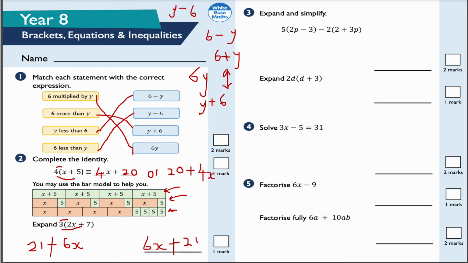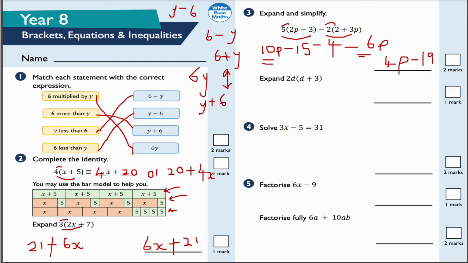This is question number 3, guys. Expand and simplify. So doing each bracket separately, 5 lots of 2p is 10p. 5 times negative 3 is negative 15, because a positive times a negative is a negative. And then I've got minus 2 times 2, which is minus 4, and minus 2 times positive 3p, which is minus 6p. I'm now going to combine my like terms together. So 10p take away 6p is 4p. And minus 15 minus 4 is minus 19. That's my answer for that question.